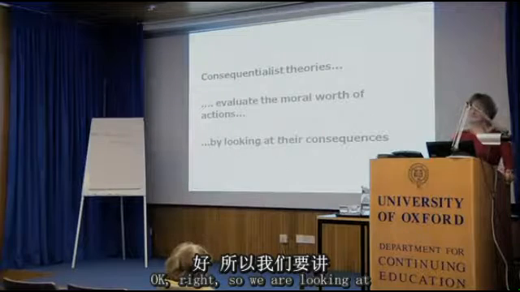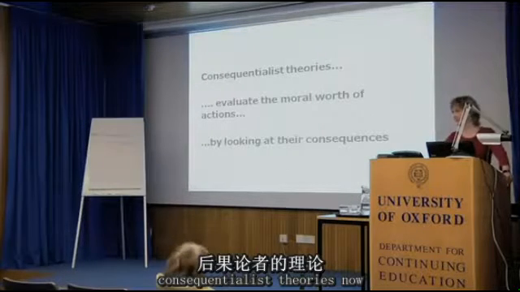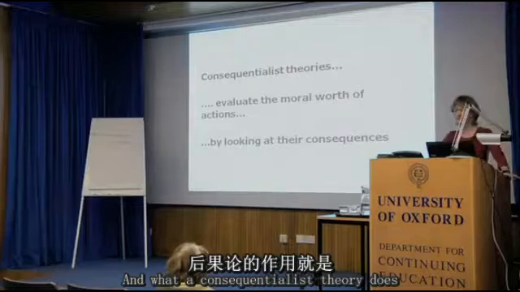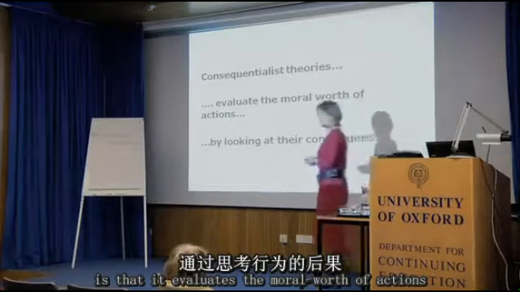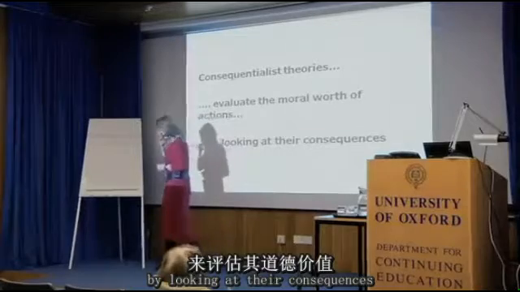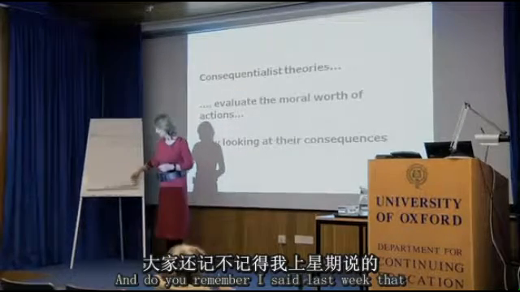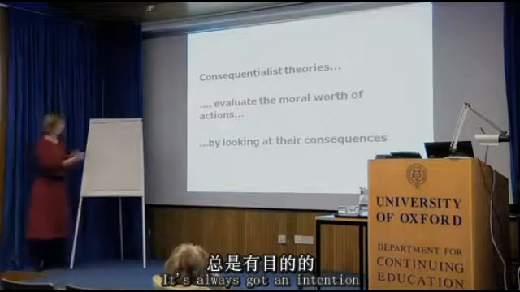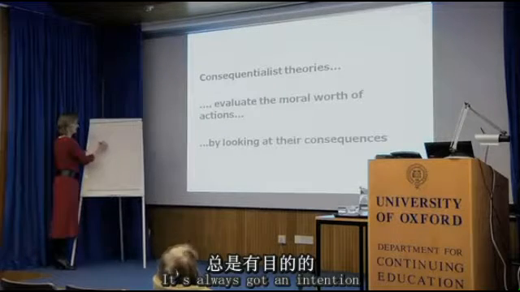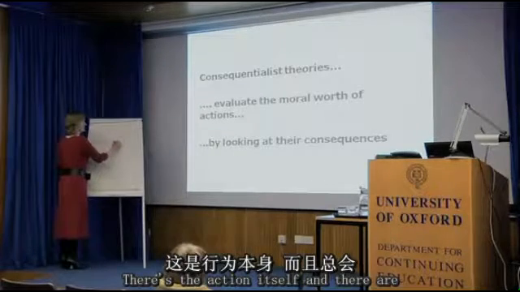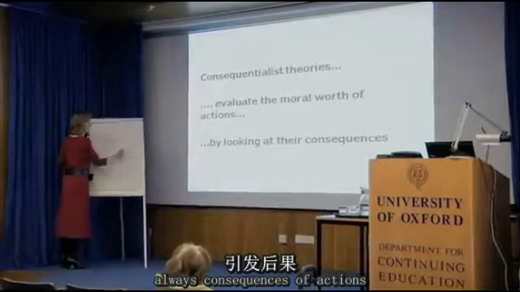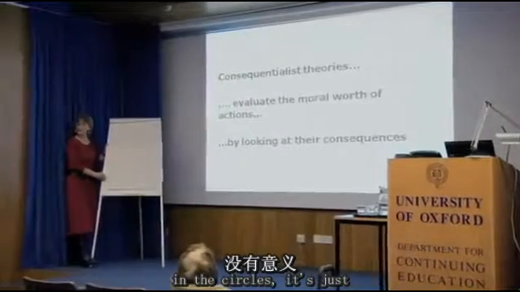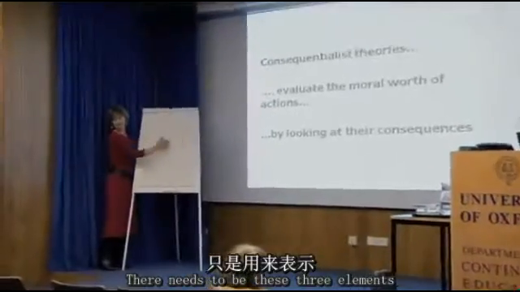Right. So we're looking at consequentialist theories now, or a particular consequentialist theory. What a consequentialist theory does is evaluate the moral worth of actions by looking at their consequences. Do you remember I said last week that an action always has the same structure, loosely. It's always got an intention, there's the action itself, and there are always consequences of actions. I don't know why I draw circles here, but there's no meaning whatsoever in the circles. There just need to be these three elements with respect to an action.